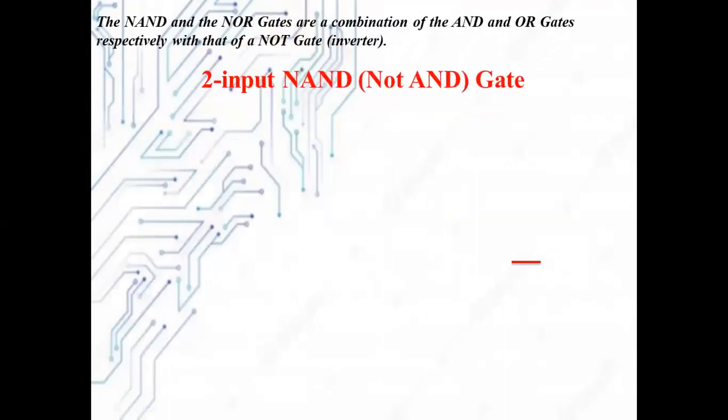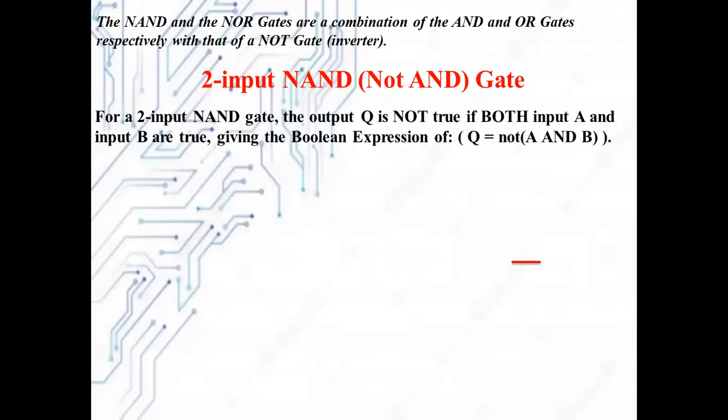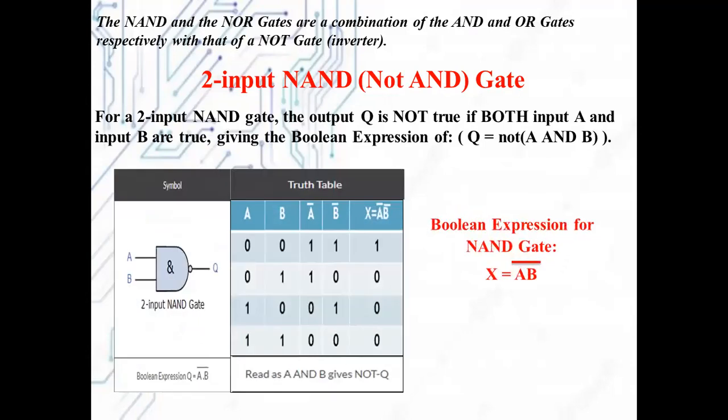Next, for the NAND gate and the NOR gate, combination siya ng not gate, yung combination natin ng AND gate and the OR gate and the inverter. So we have two input NAND gates. So combination siya ng NOT and the AND gate. So for a two input NAND gate, the output Q is not true if both input A and input B are true, given the Boolean expression of X is equal to NOT A and B or inverter AB. Okay po.